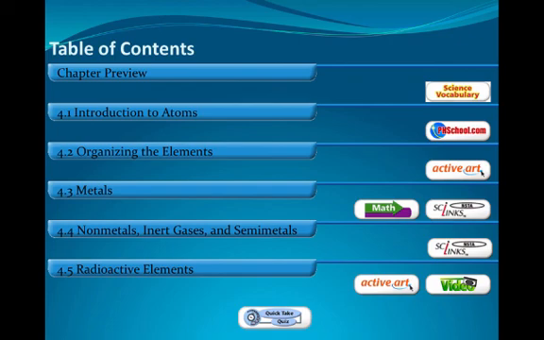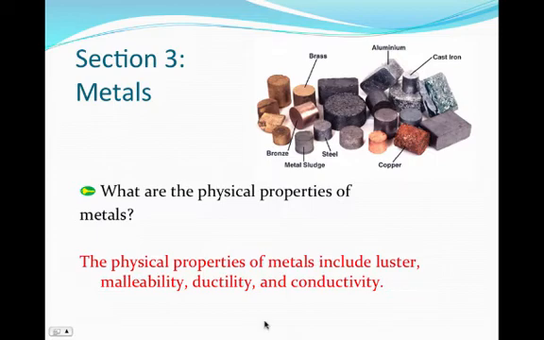Hey there, this flipped lesson is going to be over sections 4.3 and 4.4 about the different types of elements that you will find on the periodic table.